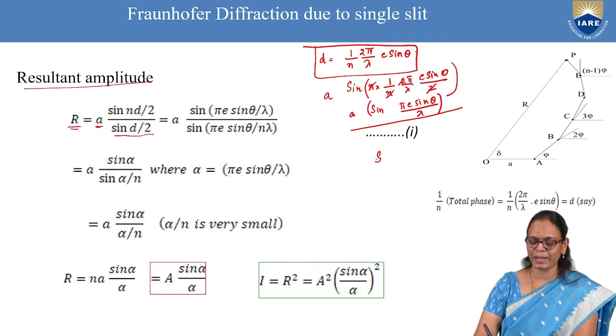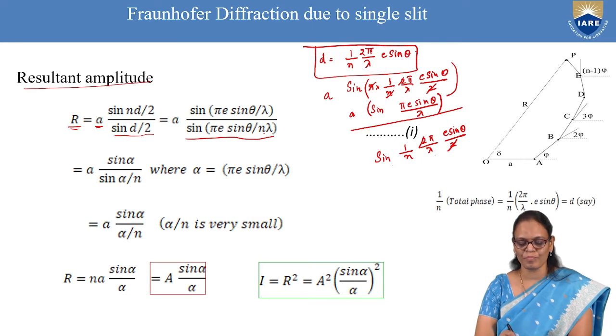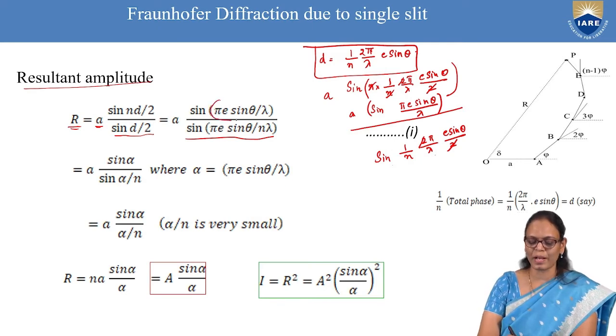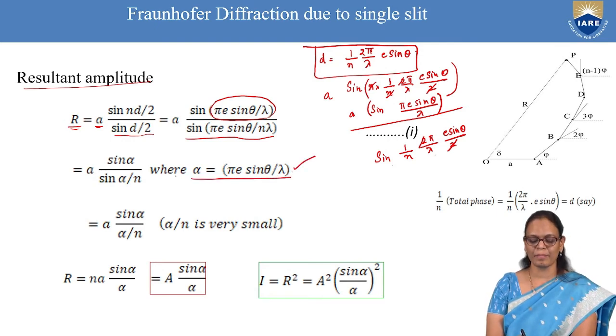So what is sin(d/2)? Sin of (1/n) into (2π/λ) into e sin θ by 2. So 2 and 2 will get cancelled. In the denominator we have sin(π e sin θ/nλ). And now we are going to substitute π e sin θ/λ equal to α. So we are doing this substitution: π e sin θ/λ is equal to α.